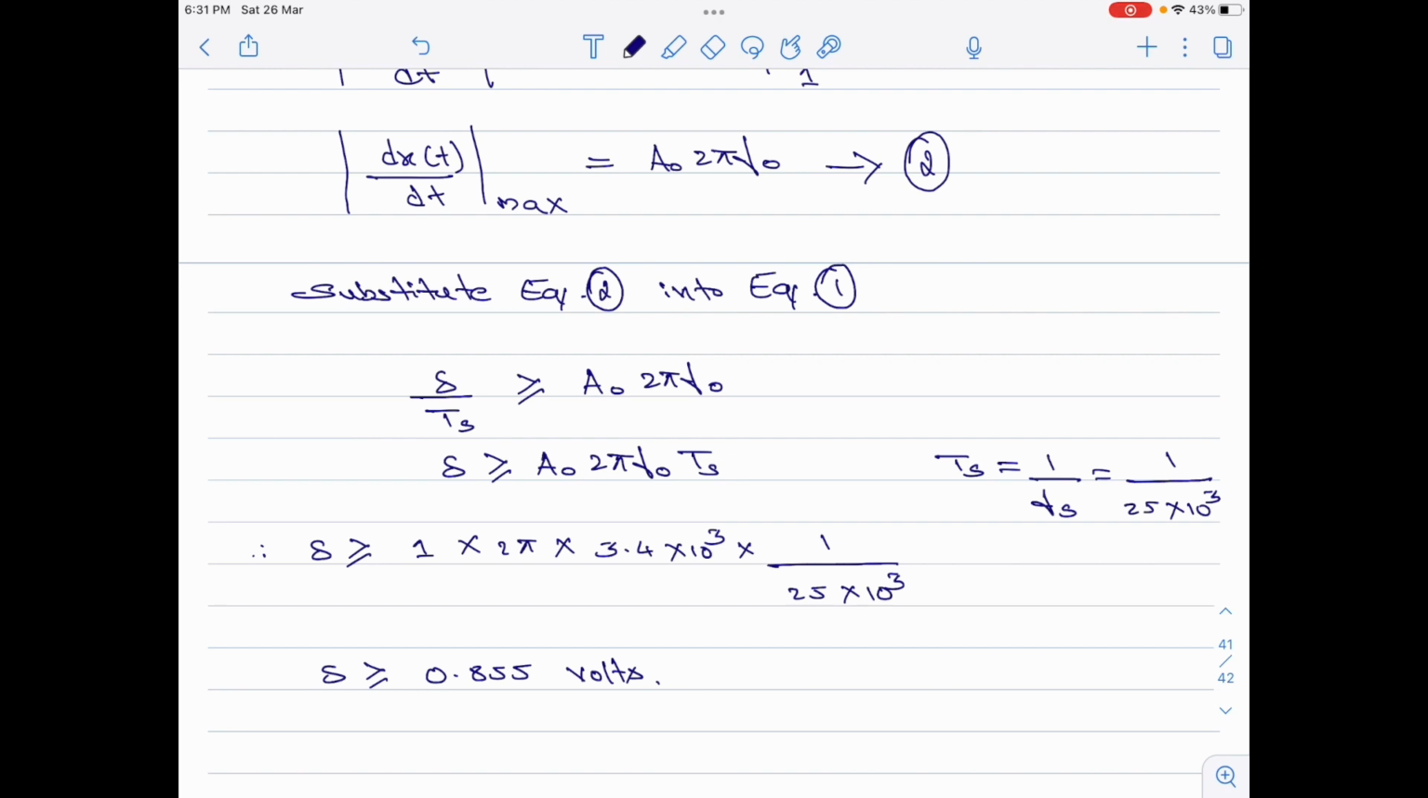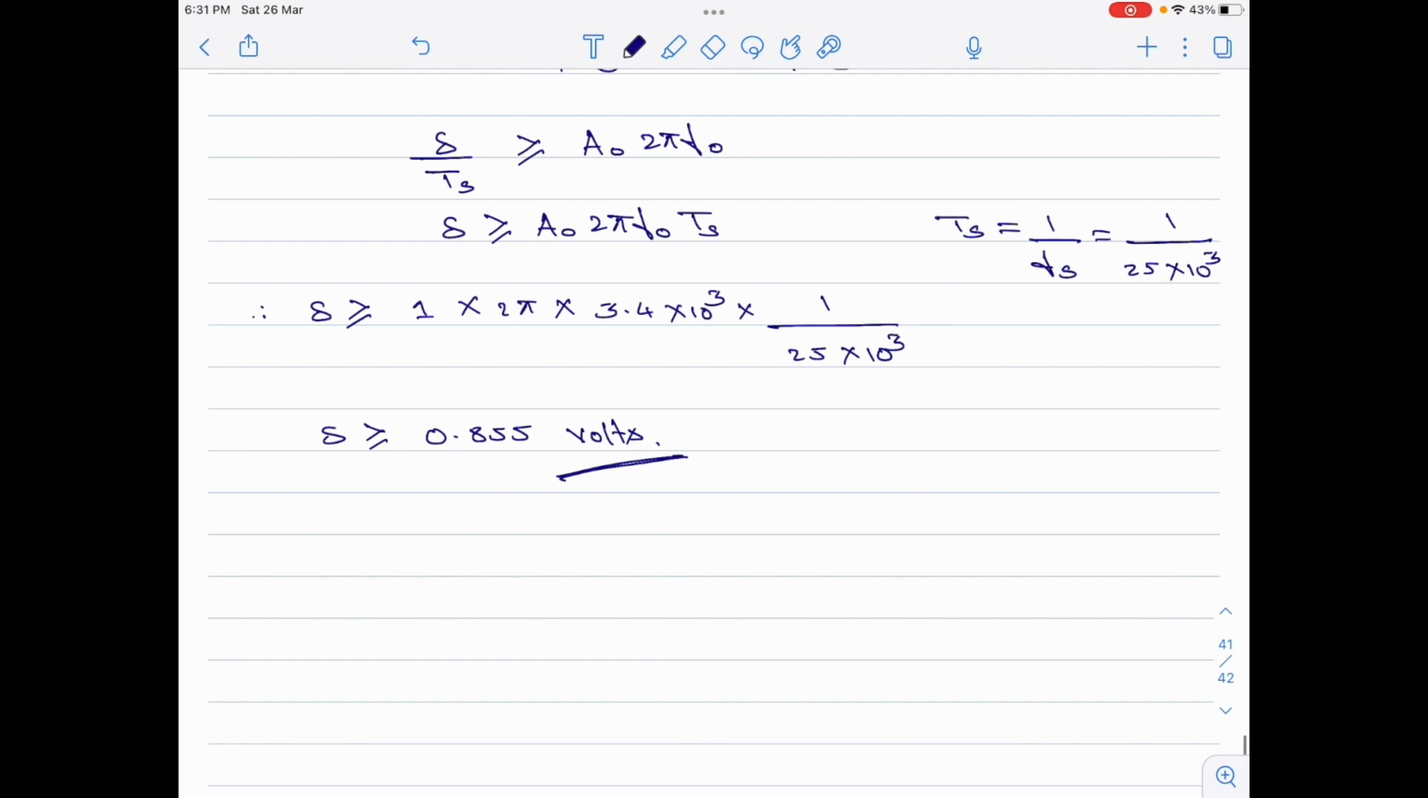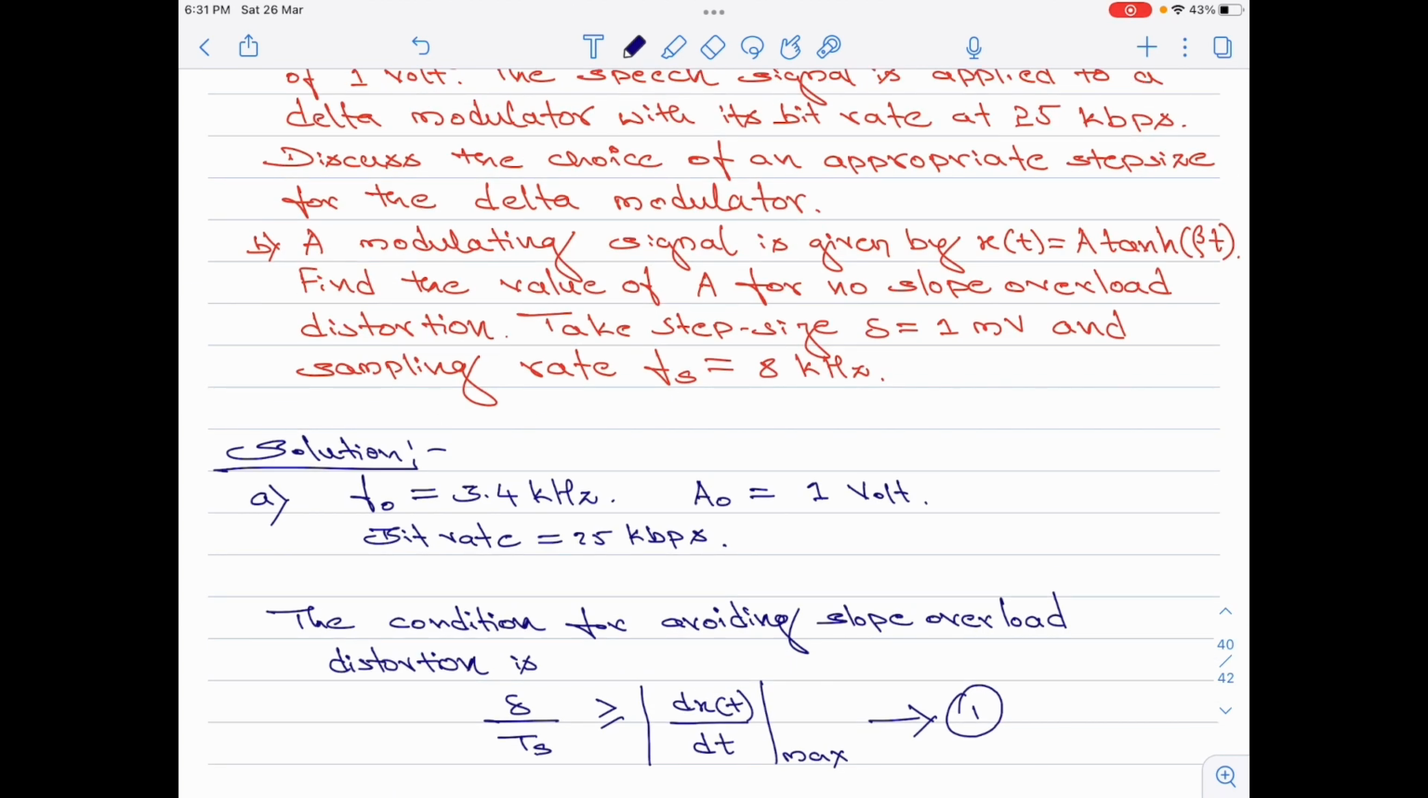Right. With that, we have completed the part A of the question. Let us now move on to part B. In part B, we are told a modulating signal is given by x of t equals A into tan h of beta t. We are asked to find the value of A assuming there is no slope overload distortion, and we are given the value of delta as 1 millivolt and the sampling rate Fs as 8 kilohertz.